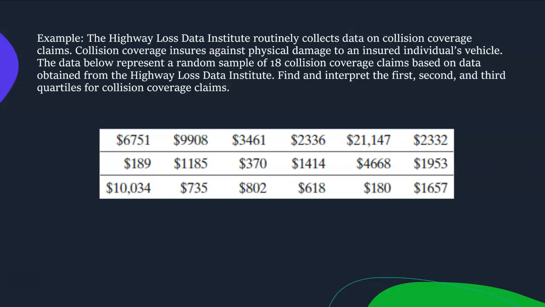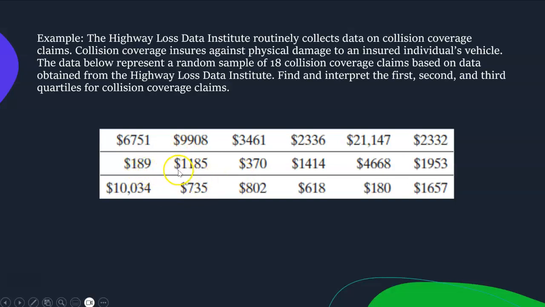In this example, the Highway Loss Data Institute routinely collects data on collision coverage claims. Collision coverage insures against physical damage to an insured individual's vehicle. The data in the chart represents a random sample of 18 collision coverage claims based on data obtained from the Highway Loss Data Institute. Find and interpret the first, second, and third quartiles for collision coverage claims. So these are 18 random claims, and we want to find the quartiles for this sample data.